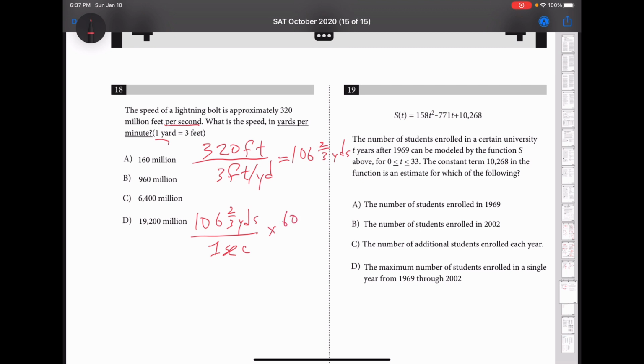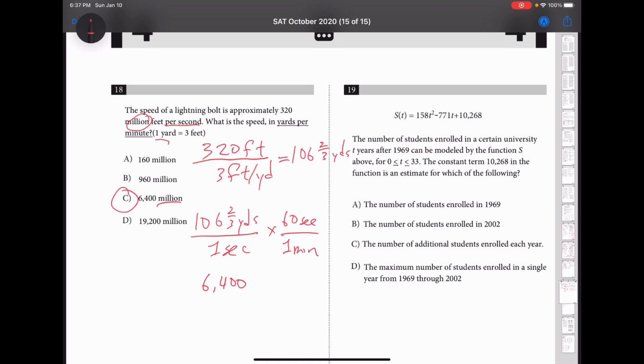We can multiply that by 60 seconds for every 1 minute. And when we do that on our calculator, we get 6,400. And again, this is going to be in millions already. So the units is in millions. So the answer for number 18 is C.